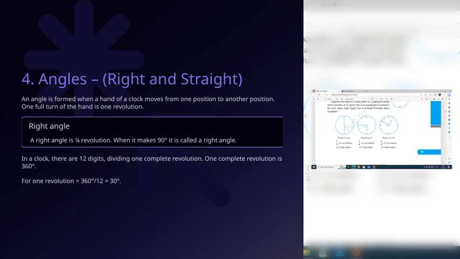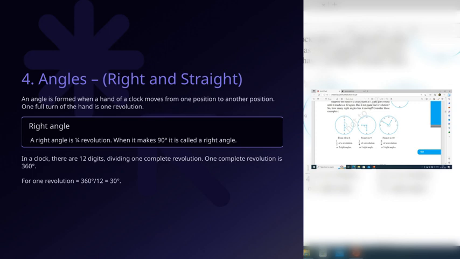An angle is basically the space between two lines or hands that meet at a point. Think of it like when a clock's hand moves from one position to another. Every movement from one position to the next creates an angle, and a full turn of the hand is called one revolution. Now, a right angle is a special kind of angle.